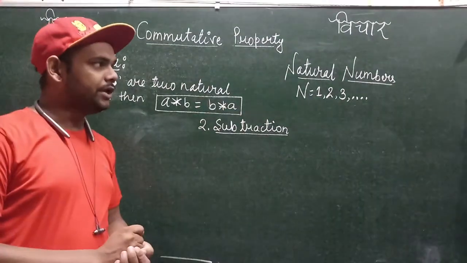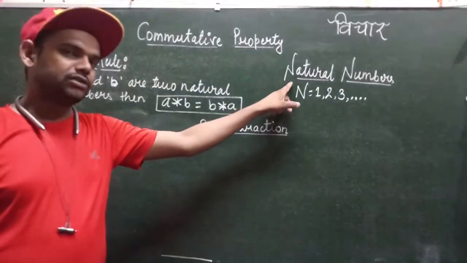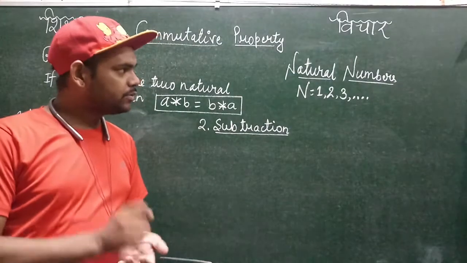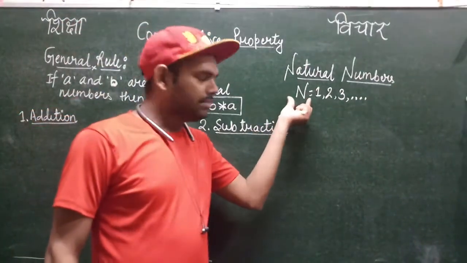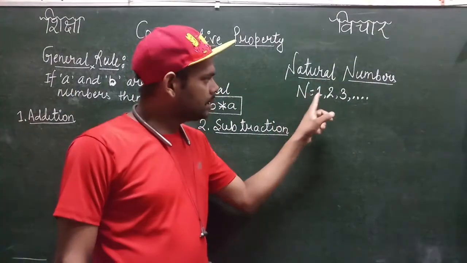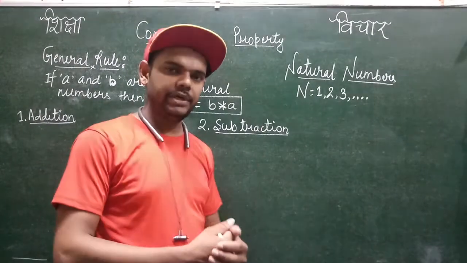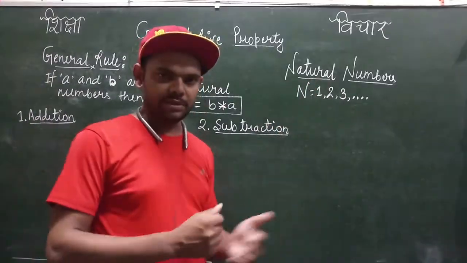And in this particular video I am going to discuss this commutative property for natural numbers. First of all, we have to understand what the natural numbers are. The natural numbers in mathematics are represented by capital letter N and given by 1, 2, 3 and so on. That means all the counting numbers are known as natural numbers.